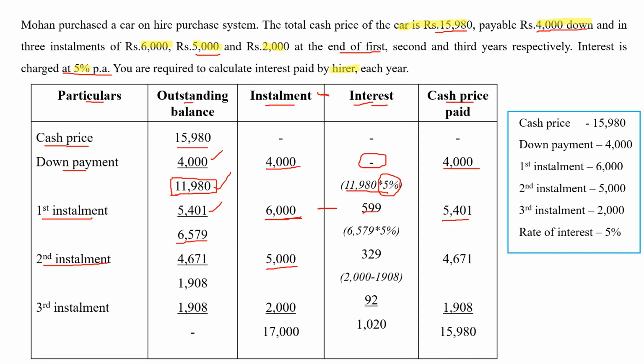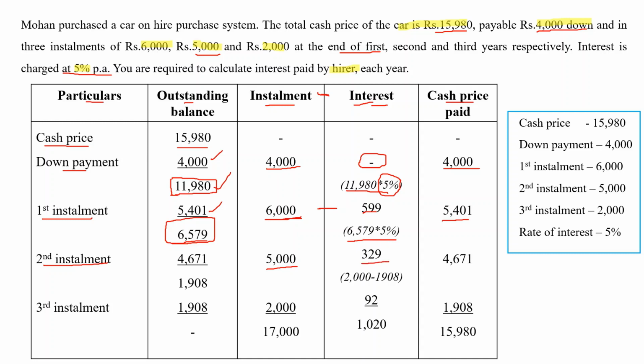On what amount we have to calculate interest? Only on the outstanding balance. We will calculate interest only on the outstanding balance at the end of the second installment. Don't go back to the calculation. Don't go back and take any other outstanding amount. You have to calculate it on the outstanding balance at the end of the second installment. We are calculating for second installment. So outstanding balance at the end of the second installment, on that value we are calculating 5%.